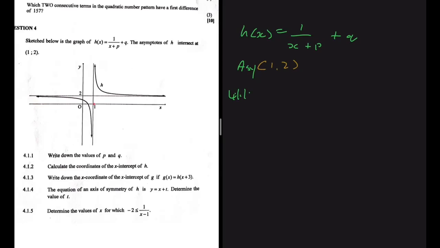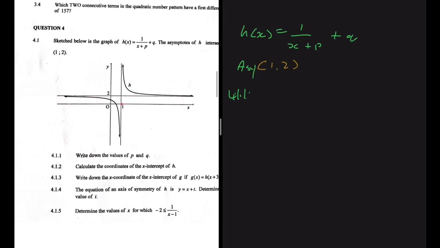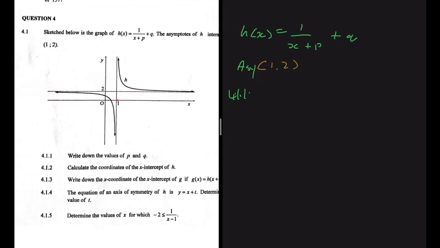4.1.1 says let's write down the values of p and q. So q is the horizontal asymptote, right? So q is equal to 2. We can see it here from our graph, and that's from our general knowledge of a hyperbola. So q is equal to 2. That's what we know.